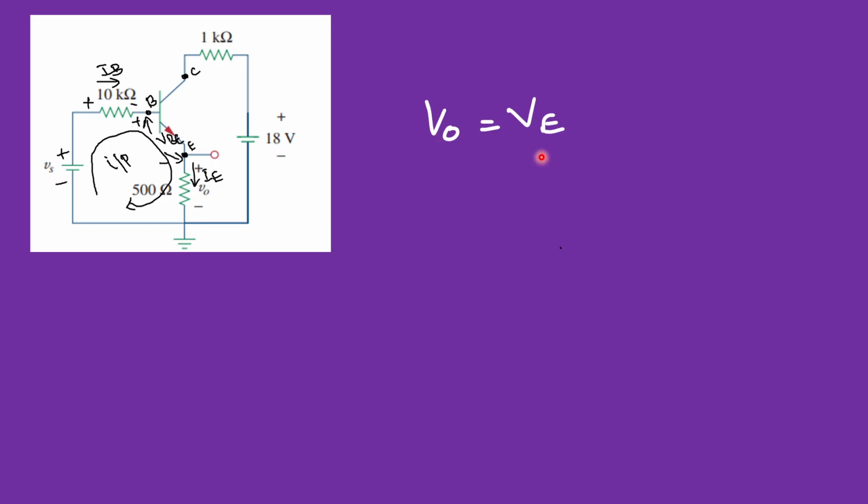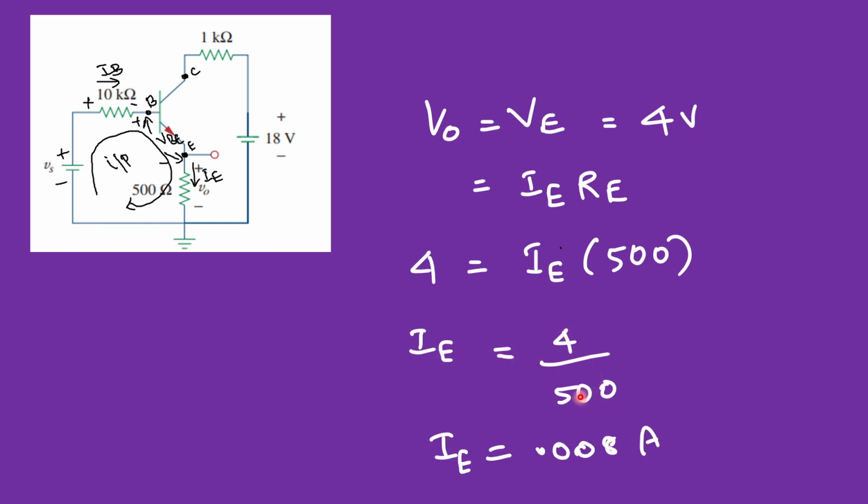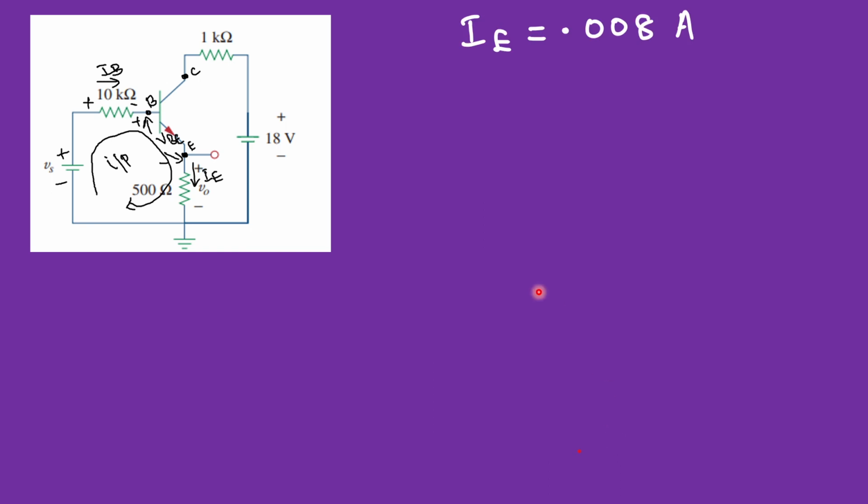So we know that this V0 is equal to voltage across the emitter. So that is given in the problem as 4 volts. And this VE can be written by Ohm's law as IE into RE. And in this V0 is 4 volts, IE is not known, and RE is available in this problem as 500 ohms. So we can write IE as 4 divided by 500. And so we calculate this IE value as 0.008 amps. So we have noted this.